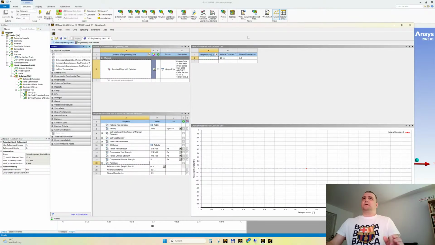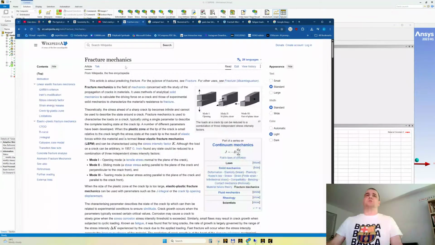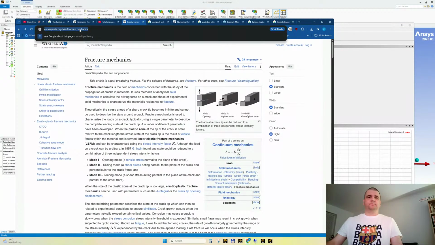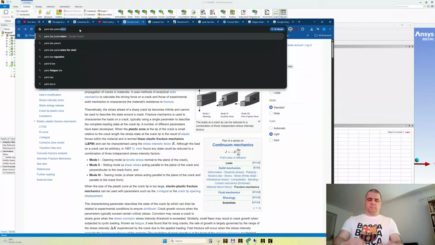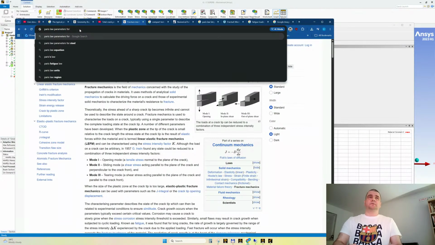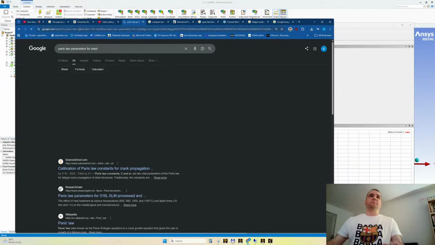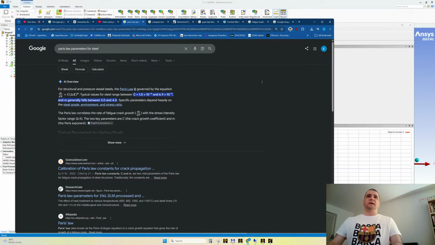Okay. So let me show to you. Just ask. Go on Google and ask: Paris law parameters for steel, for example, or for aluminum. Look here, and they have typical values: 1e minus 13 and 7.